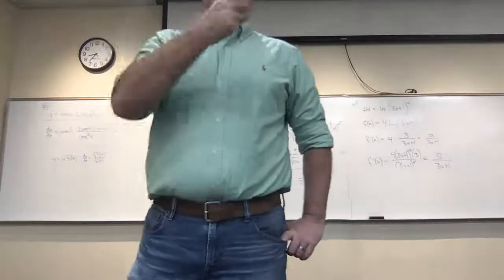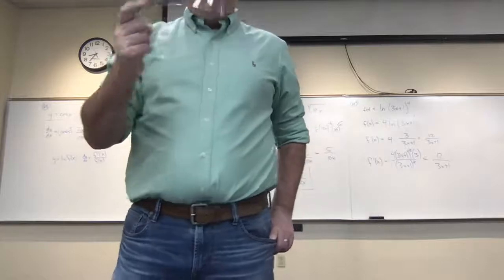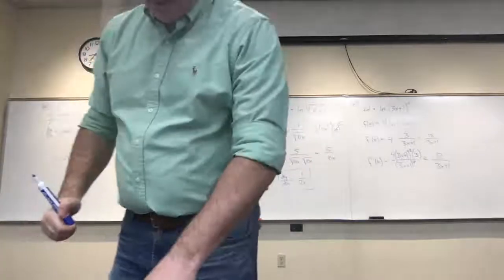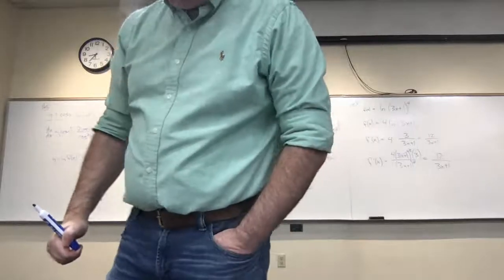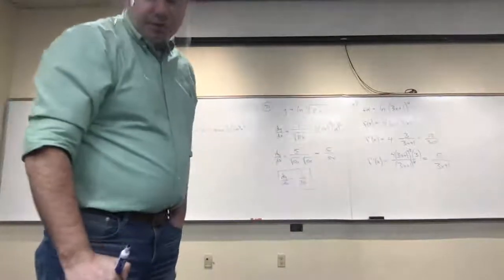Okay, so what did somebody say? I'm sorry. 41? Yeah. Okay. 41, we've got y equals 2 to the 3 plus sine x. 2 to the 3 plus sine x, yeah.